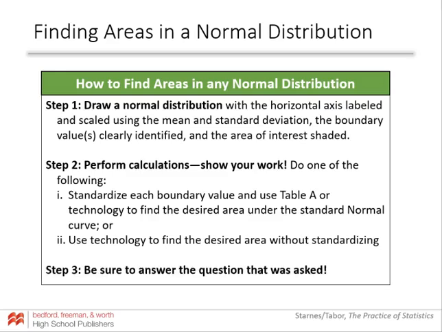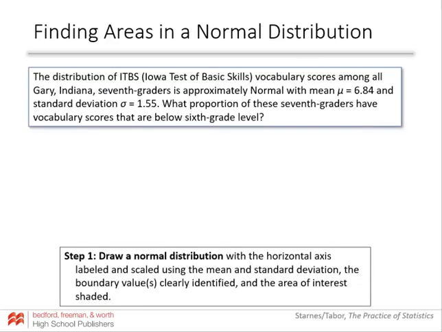All right, and then step 3, always make sure you answer the question that was asked. Did they ask for a proportion, a percentage, a number? What are they asking for? Make sure you're answering that question. So we'll look at an example. We have some information on the Iowa Test of Basic Skills, and we want to know what proportion have vocab scores that are below the 6th grade level.